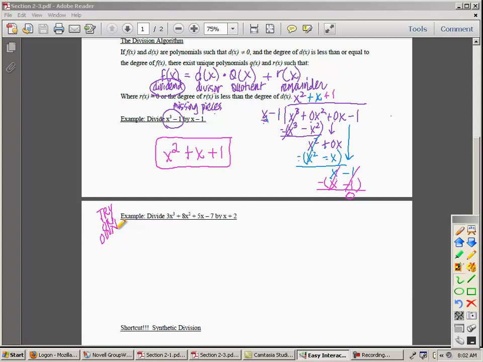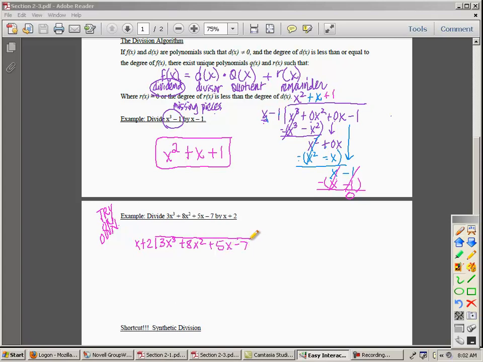All right, thanks for coming back. I'm looking at the fact that you tried this last one on your own. Let's see how you did. So we're going to do x plus 2, and we're going to divide that by 3x cubed plus 8x squared plus 5x and a -7.